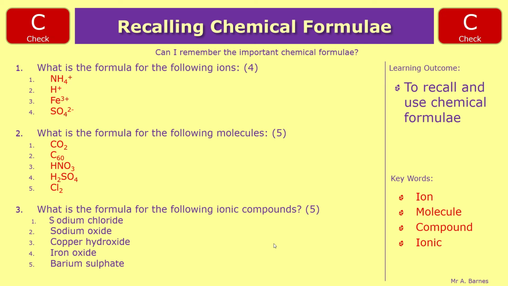Question 3, so we've got sodium chloride, NaCl. Sodium oxide, Na2O. Copper hydroxide, Cu in brackets OH2, iron oxide Fe2O3, and then finally barium sulfate BaSO4.